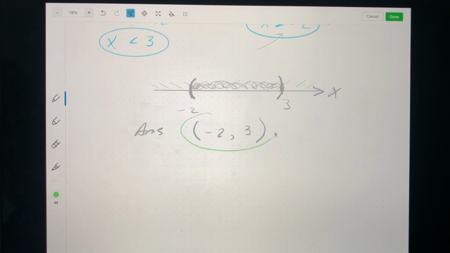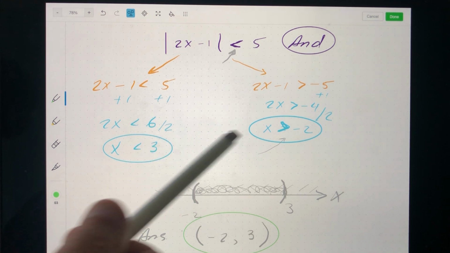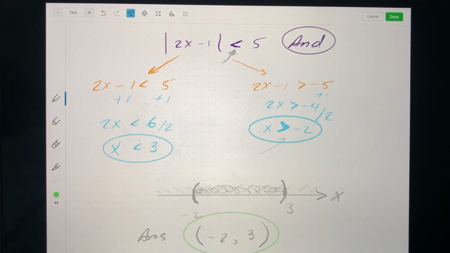Now, to write it in set builder notation, all we do is we use our answer from the last line here, and we add the set builder notation to it. So in set builder notation, the answer would be curly parentheses, which means the set, and then x, because that's what we have inside the set, and then the two conditions: x is greater than -2 and x is less than 3. And that really is all there is for the set builder notation.